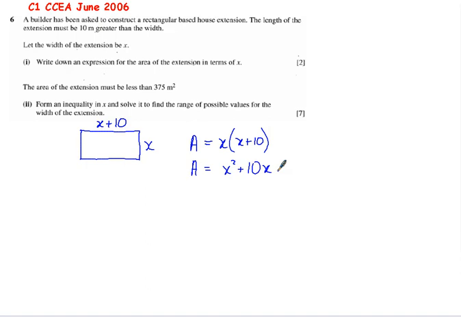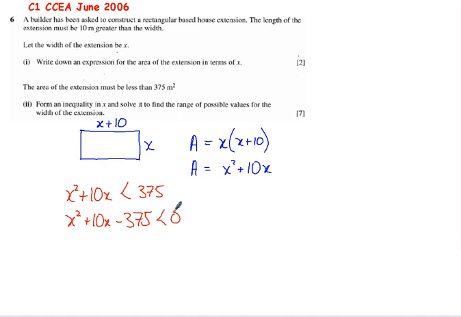Part 2 then goes on to say the area of the extension must be less than 375 square meters. Form an inequality, first of all. So we know that the area is less than 375. In other words, x squared plus 10x, the expression we got for the area, must be less than 375. Rearranging that, x squared plus 10x minus 375 is less than 0.